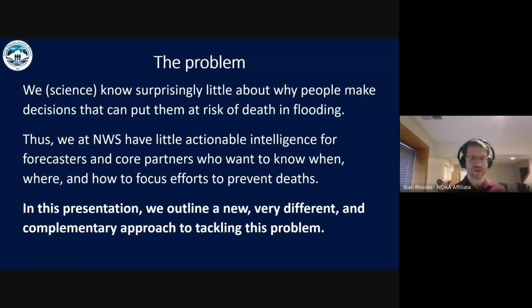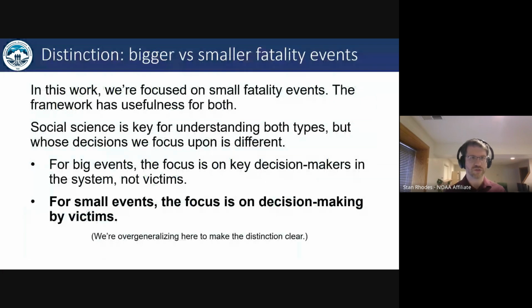By complementary and different, I mean compared to the usual top-down risk communication that looks at flows of communications, we're very much starting with an outcomes approach. So the distinction I want to make before we go any further, and this is really important in the aftermath of Texas, is that there are bigger versus smaller fatality events and how social scientists analyze them. This is not a hard and fast rule, but it is a way to tease out the difference. For big events, the focus tends to be on key decision makers in the system itself, the societal, social, technical system.